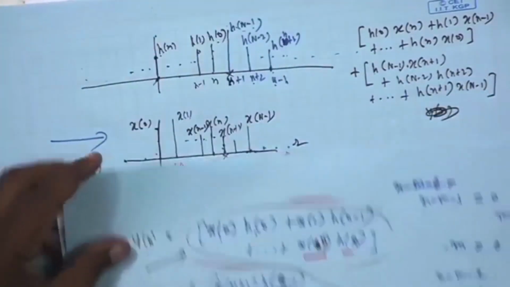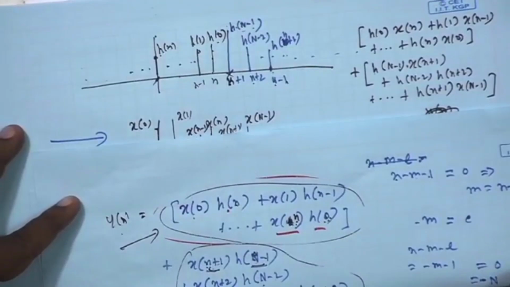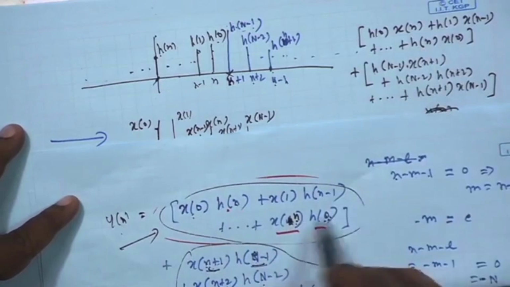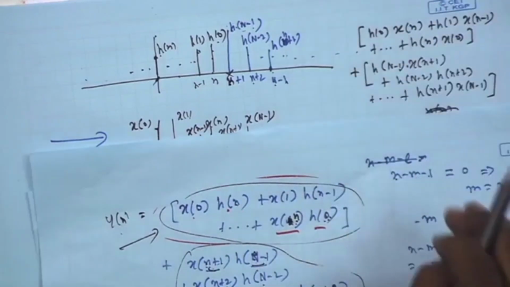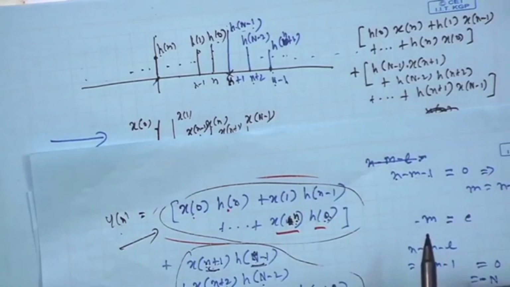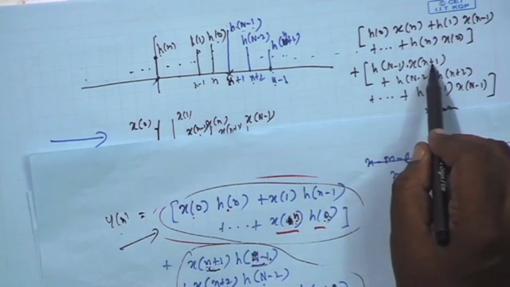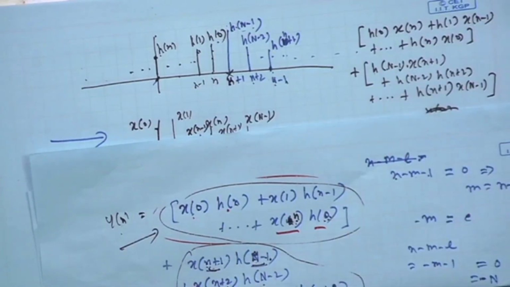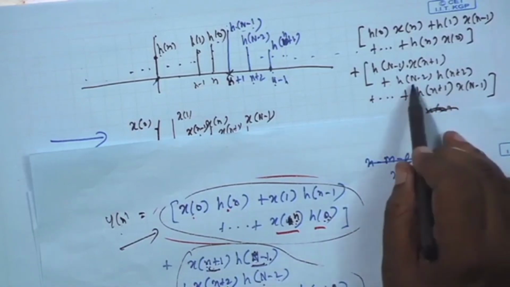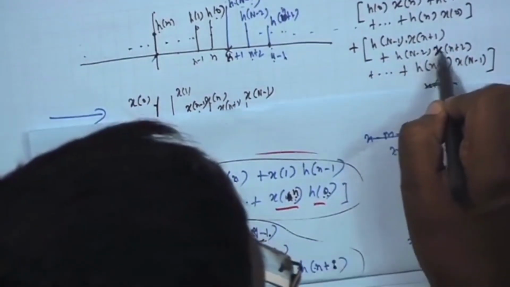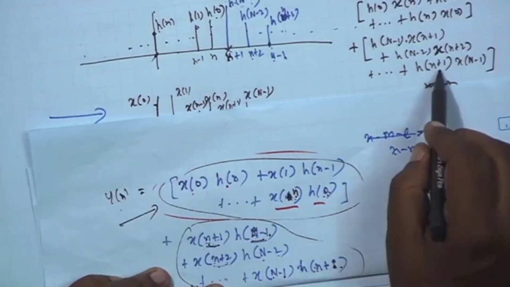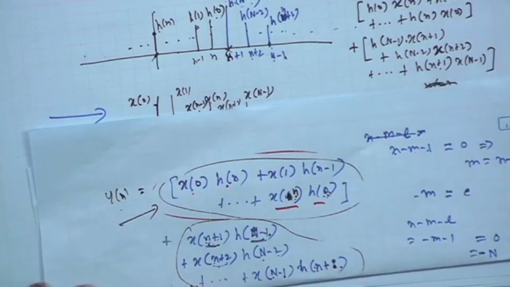You see, this is what we have in the circular convolution expression. This is the linear convolution: x 0 h n, x n h 0 is just written in a reverse way. That part is the linear convolution, and then you have h capital N minus 1 x small n plus 1, then h capital N minus 2 x small n plus 2, and finally h small n plus 1 x capital N minus 1, you see.